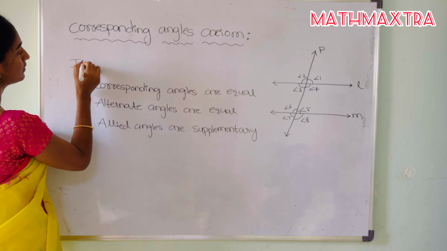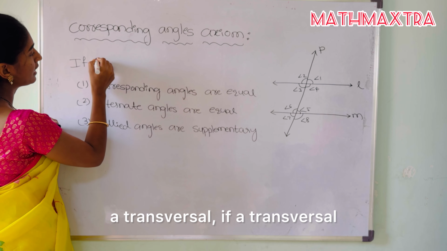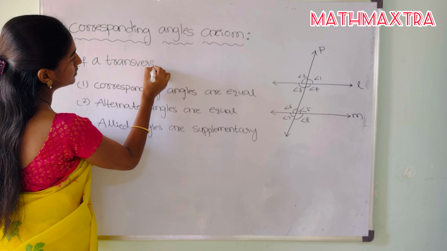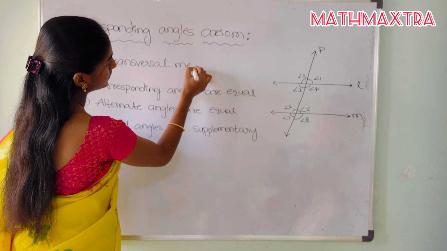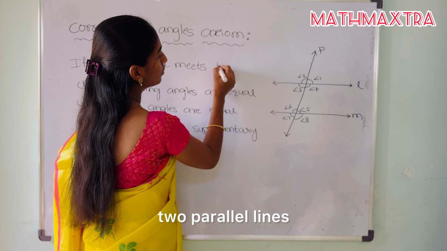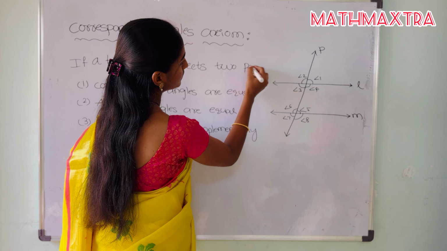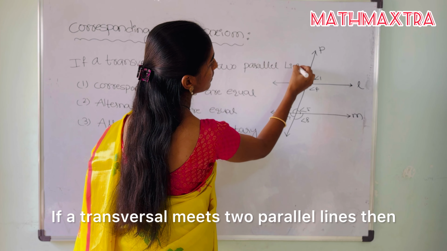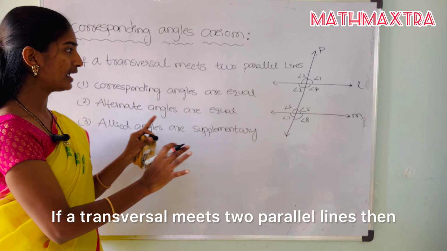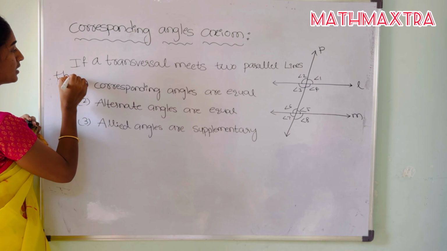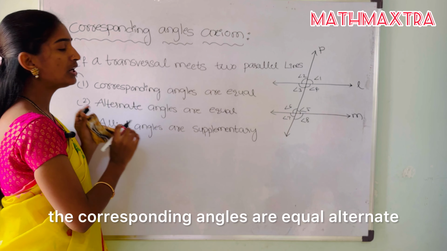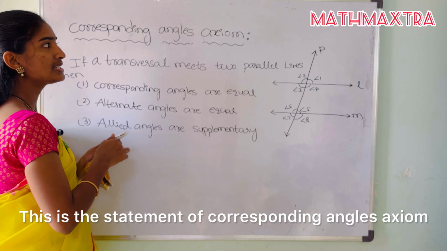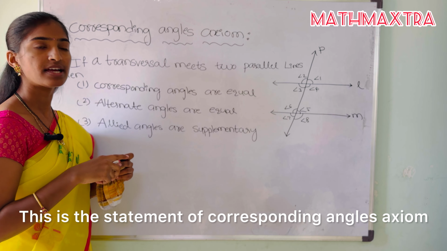See, if a transversal meets two parallel lines, then the corresponding angles are equal, alternate angles are equal, allied angles are supplementary. This is the statement of the corresponding angles axiom.